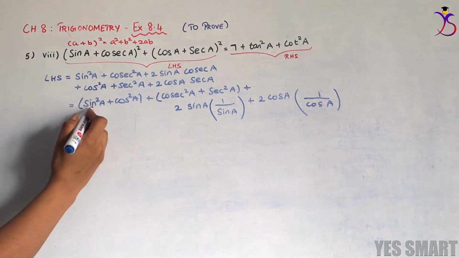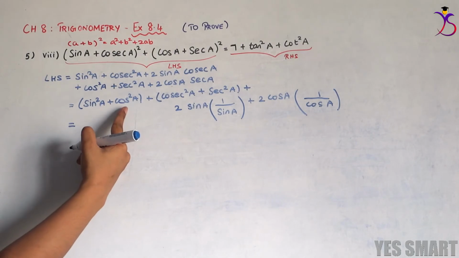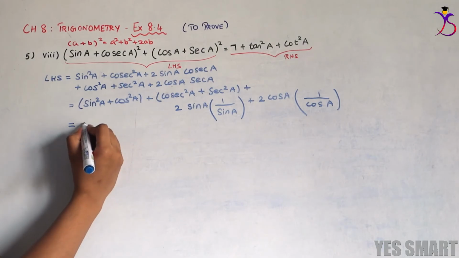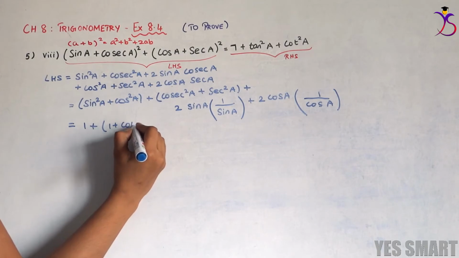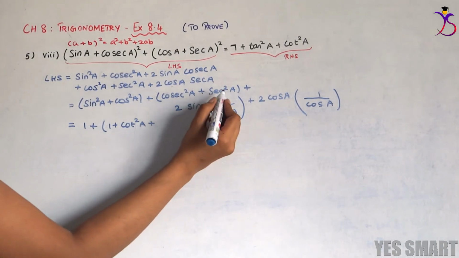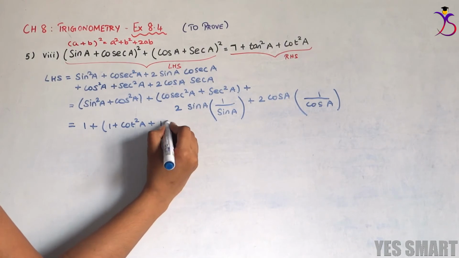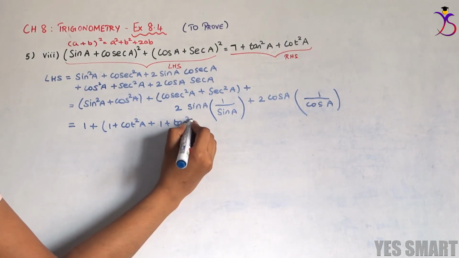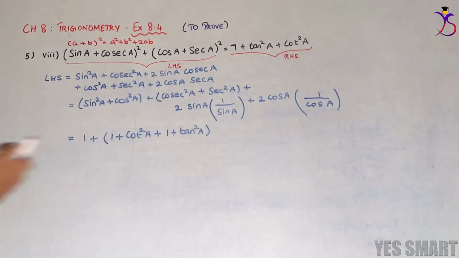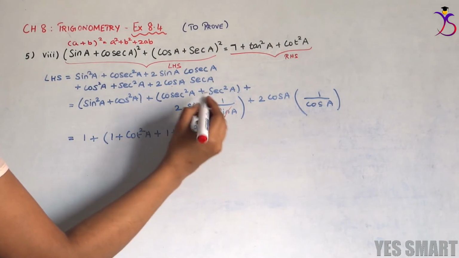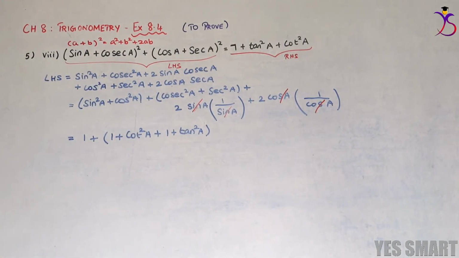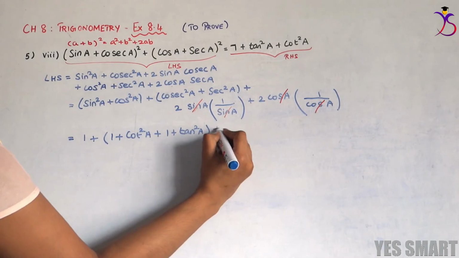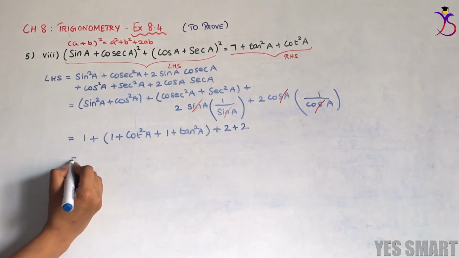Now, on solving this further, we already knew that sin square A plus cos square A is 1. So 1 plus this cosec square A can be written as 1 plus cot square A. And secant square A can be written as 1 plus tan square A. And in the other terms, sin A gets cancelled. Similarly, in the last term, cos A gets cancelled. So we will have 2 ones are 2 plus again 2 ones are 2.